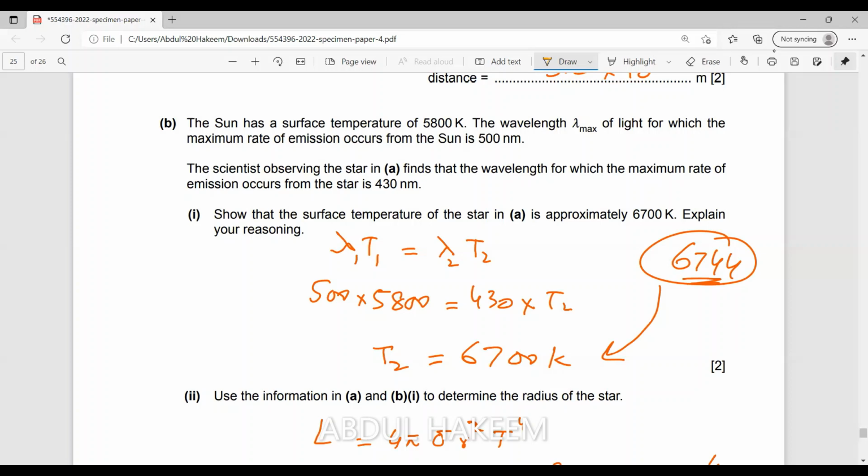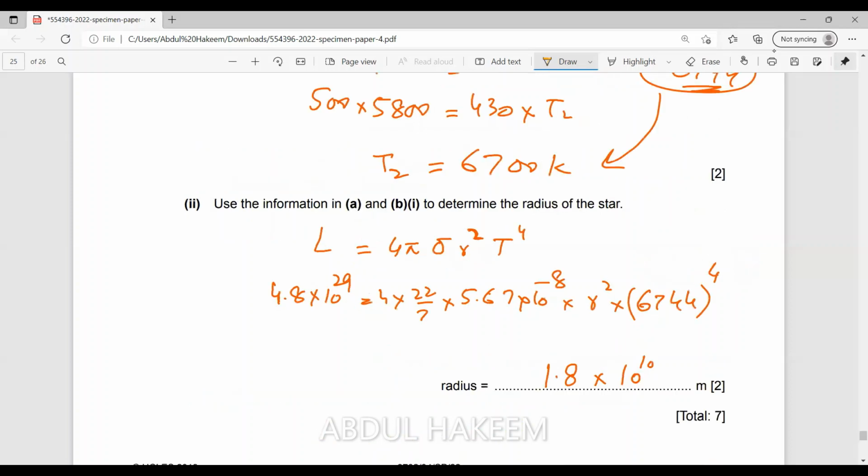Next, use the information in A and B to determine the radius. This is the Stefan-Boltzmann equation: L is equal to 4 pi sigma r square T power 4. So luminosity was given 4.8 times 10 power 29, 4 pi value, and the Stefan-Boltzmann constant is given in the data as 5.67 times 10 power minus 8. Radius is required, and the temperature calculated is 6744 power 4. After calculation, this radius is coming 1.8 into 10 power 10. So this is the paper.